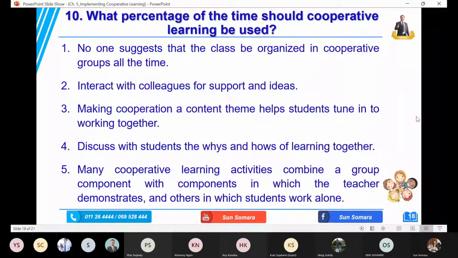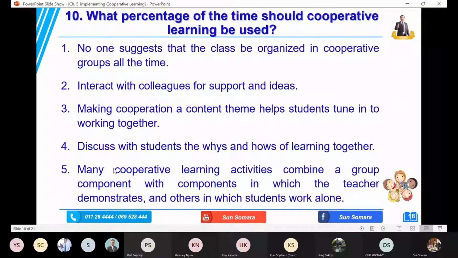Making cooperation a content seems to have students tune into working together. So just try to find something really appropriate and let them work well together, and discuss with students the whys and hows of learning together. Don't forget the whys, the reason they need to keep learning together, and the how, the process. And at the end, let them reflect.